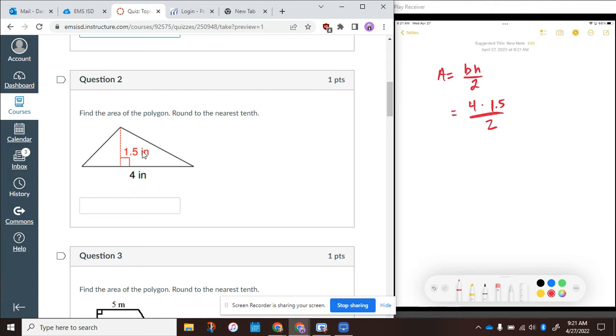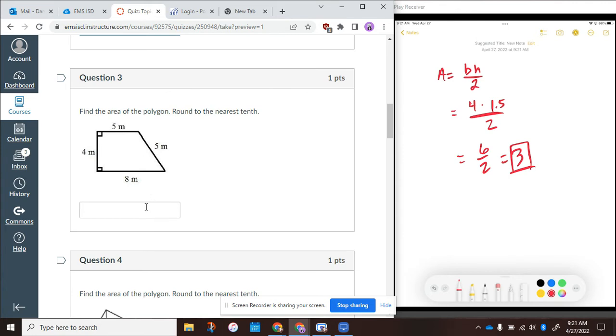We can type that into a calculator, or you can just do some quick little calculations on your own, just in your head, whatever you need to do. We can see that 4 times 1.5 gives us 6, and when we cut that in half, it equals 3. So that's going to be our area right there. It'll be 3 square inches on this one.